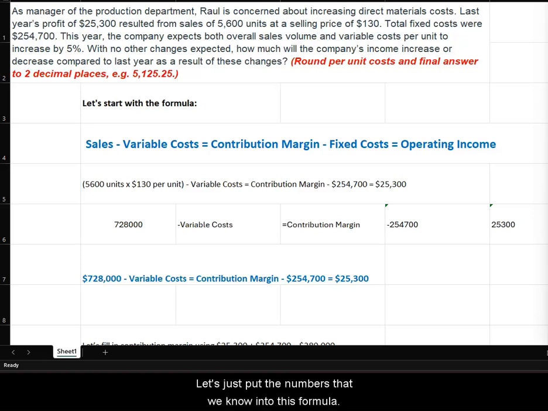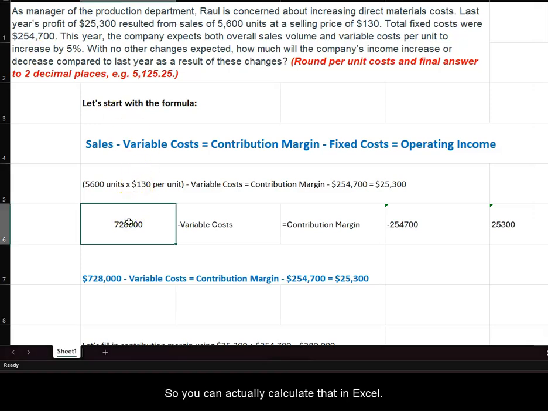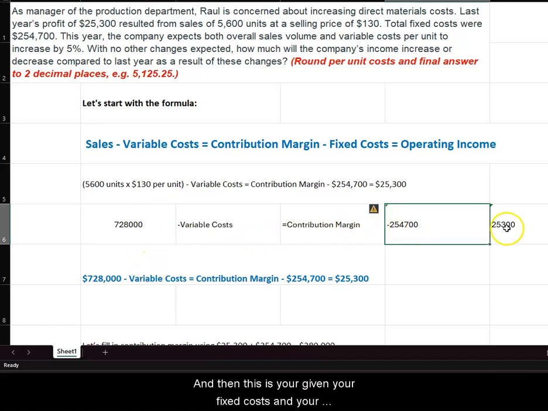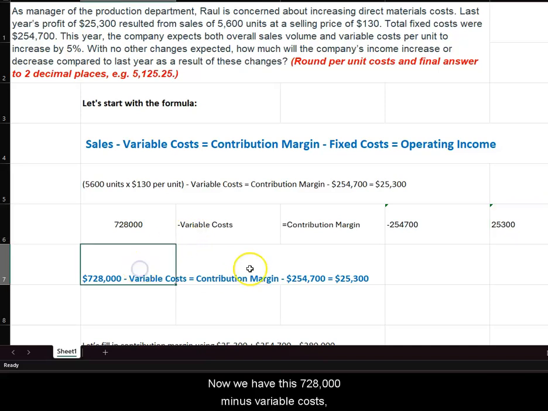Let's just put the numbers that we know into this formula. 5,600 units times $130 per unit minus our variable costs equals our contribution margin minus our fixed costs equal our operating income. So we just put those right into that formula. And then once we do that, we can calculate those numbers. So you can actually calculate that in Excel. You can put your formula in there. So this formula would be equal 5,600 times 130. Just put that in there and it'll calculate it for you. And then this is given, your fixed costs and your operating income. Now we have this 728,000 minus variable costs equal contribution margin minus our fixed costs equal our net income.